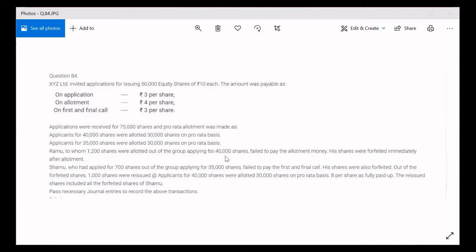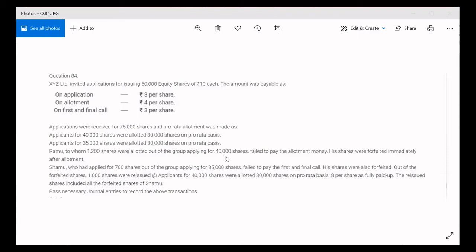So the question is again based on pro rata allotment, and it says XYZ Limited invited applicants for issuing 50,000 equity shares of 10 rupees each. The amount was payable as: on application rupees 3 per share, on allotment rupees 4 per share, on first and final call rupees 3 per share. The applications were received for 75,000 shares and pro rata allotment was made as follows: applicants for 40,000 were allotted 30,000 shares. Applicants for 35,000 were allotted 30,000 shares.